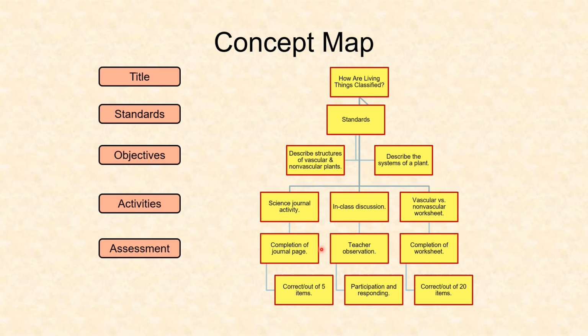So if they're going to do a journal, well, we're going to look at the completion of the journal. And as part of that, how are we going to grade it? Well, there's 5 items. We're going to correct out of how many correct they got out of the 5. If it's an in-class discussion, the teacher is going to observe that, and the teacher will consider the participation and the correct, incorrect responses and the level of responses of each student. If they're going to do a worksheet, they're going to complete the worksheet, and then it'll be correct out of so many items.